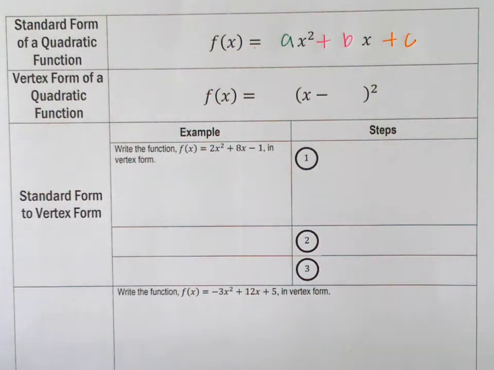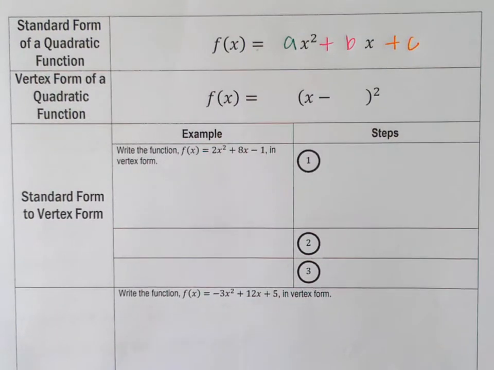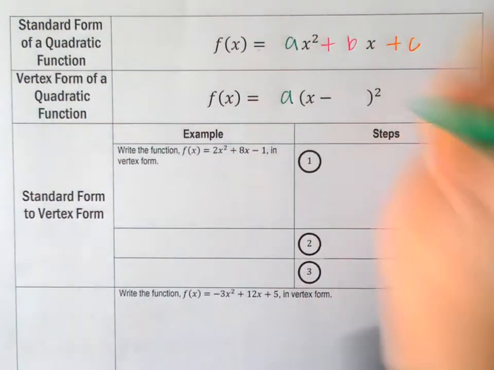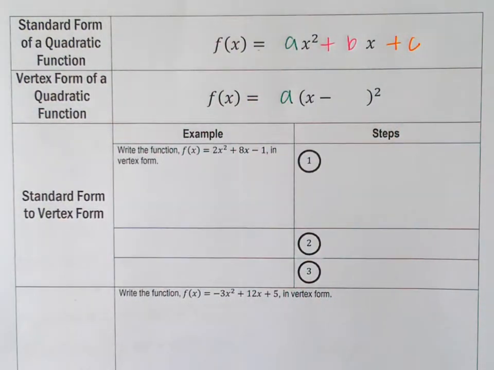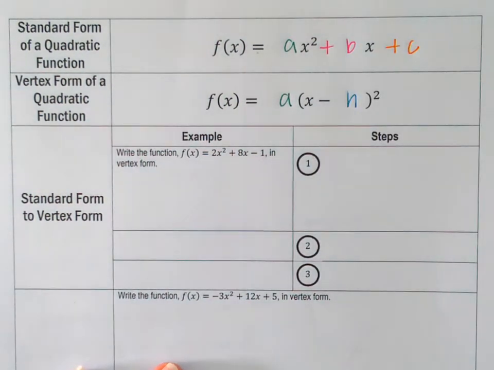Okay, so what we're going to be dealing with now is vertex form. Vertex form is huge because it literally has the vertex in the form. So if you have something already in vertex form, you can find the vertex without doing any math, basically. So vertex form is f of x, remember, f of x is the same thing as y, equals a times (x minus h) squared plus k.